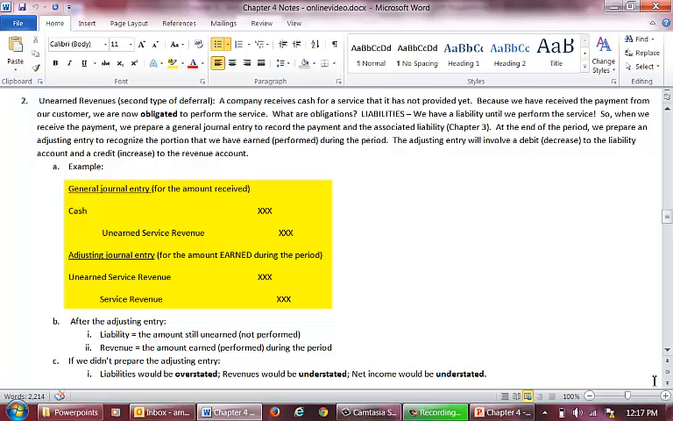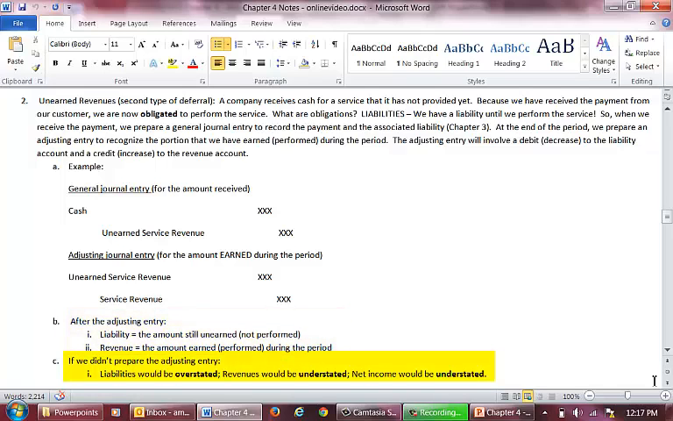When a company receives the payment, it would debit cash and credit unearned service revenue. This is the general journal entry prepared when the payment is received. Then, at the end of the period, the company would prepare an adjusting entry to recognize the portion of the service that is performed during the period. It would debit unearned service revenue to eliminate the liability, and it would credit service revenue to recognize the earning of the revenue. After the adjusting entry, the liability balance should be the amount that is still unearned at the end of the period. The revenue should be the amount earned during the period.